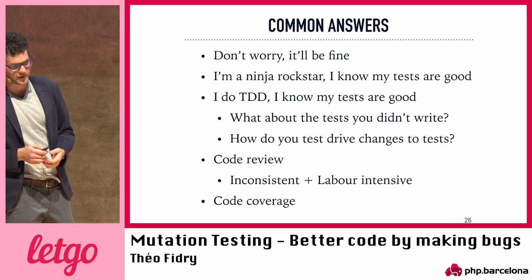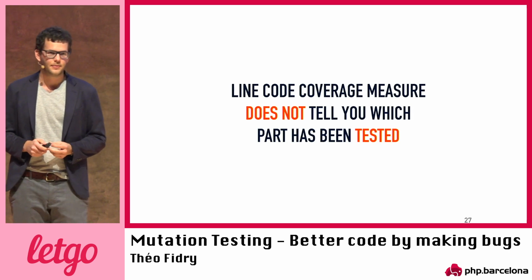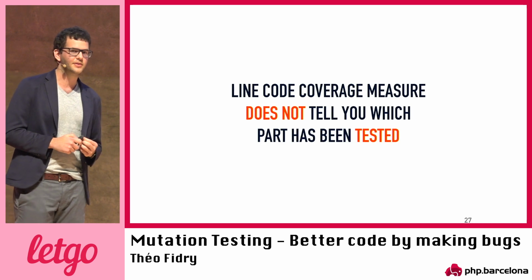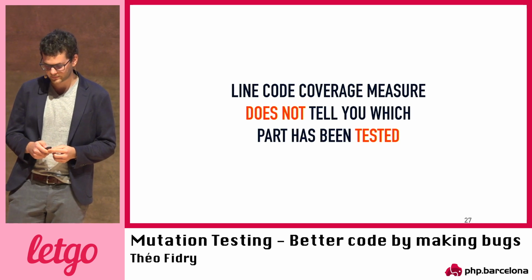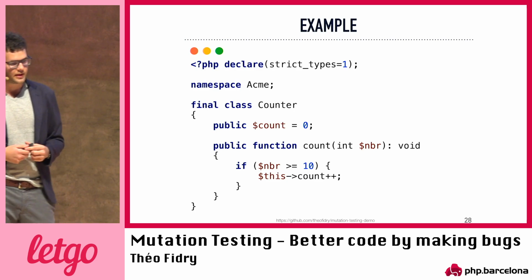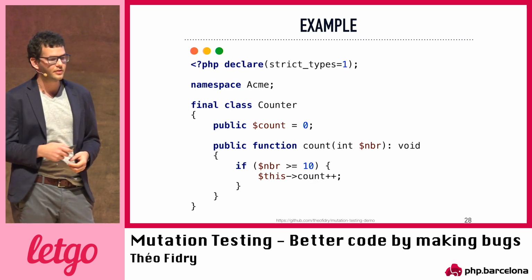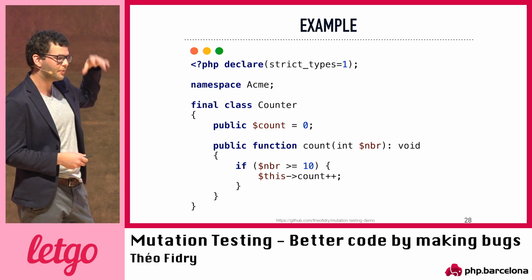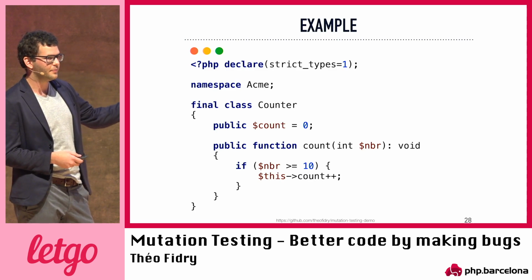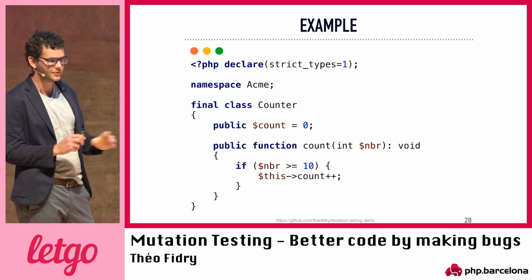And the last one is code coverage. Now, that last one is interesting, but completely wrong, because line code coverage does not tell you what has been tested. To illustrate that, we can take this simple class. This class is called Counter. It has a public count property starting at 0, and a count function to which, if you pass a number and the number is superior or equal to 10, it's going to increment the counter. Super simple.